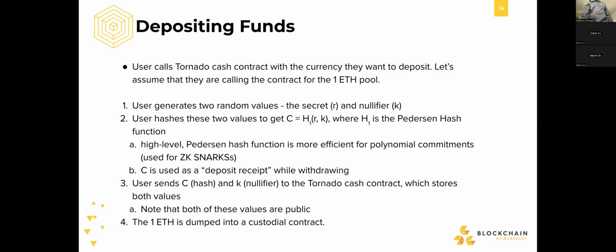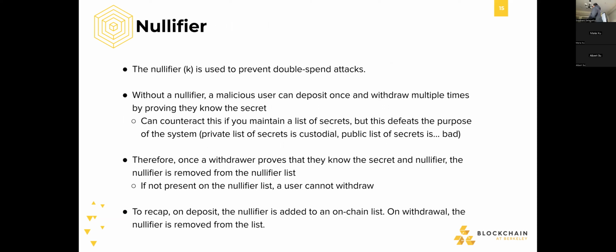And okay, let's talk about the nullifier. So over here, we generated two random values. We generated a secret R and a nullifier K. Why do you need a second secret value? Why can't you just generate one random value? If you take the example of a private key, that's just one random value. So why do you need to generate another one? And the reason we do this is essentially to prevent double spend.